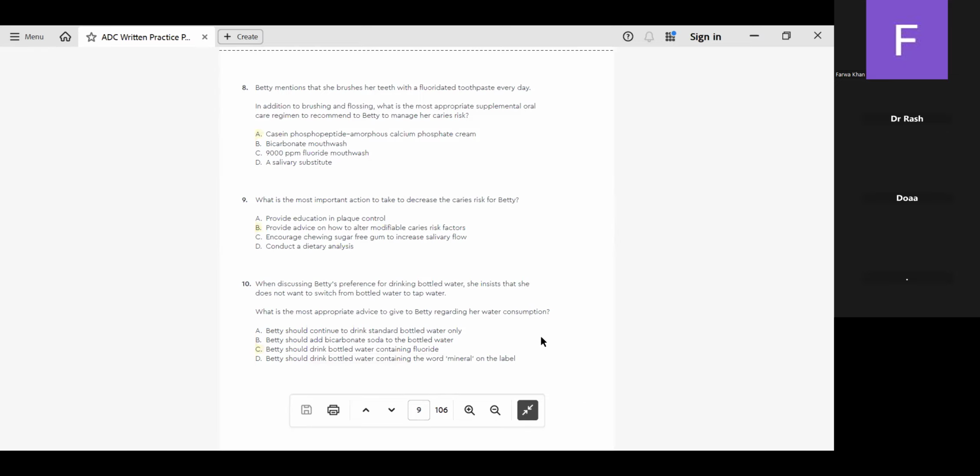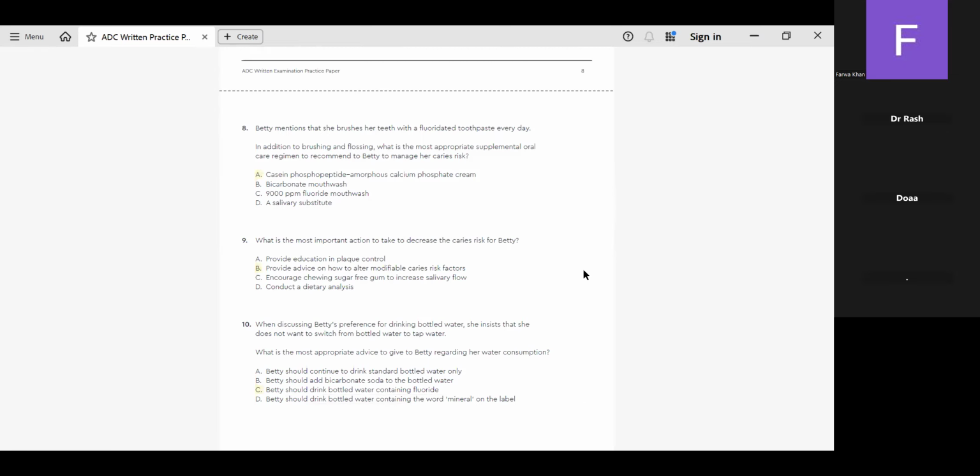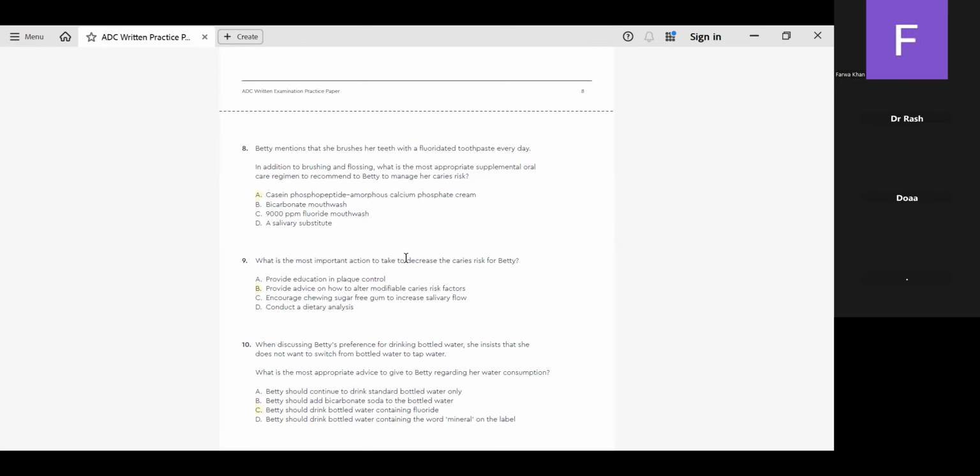Again, same case, same discussion we had in one of our previous mock exams. Why not D for question 8? It's asked about managing her caries risk, not dry mouth, right? So always read the question very carefully. Like I mentioned so many times, the majority of the candidates fail the exam because they don't read the question properly. All right.